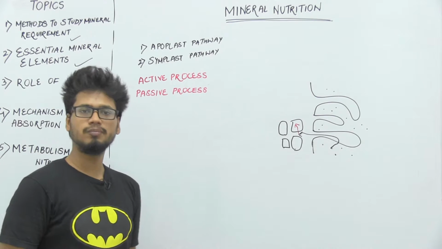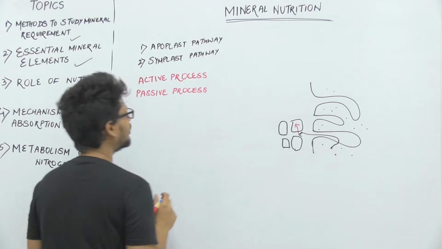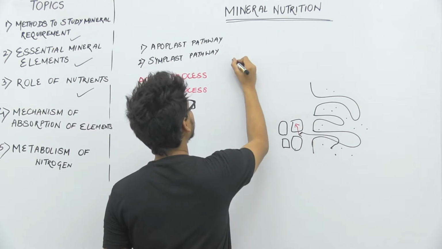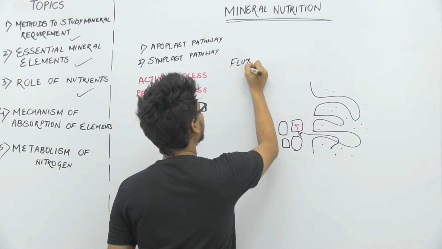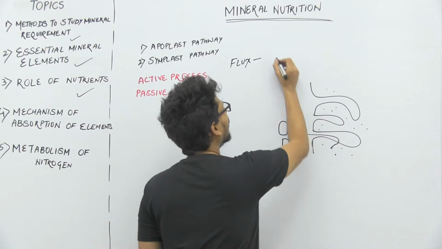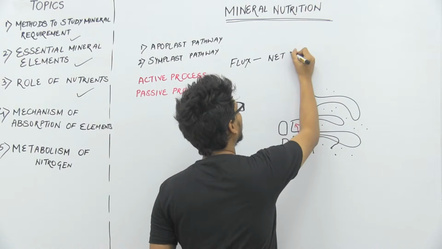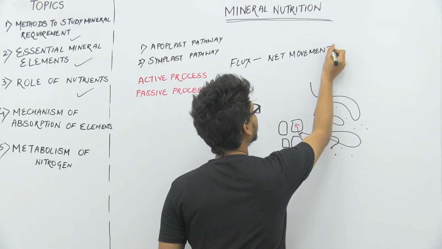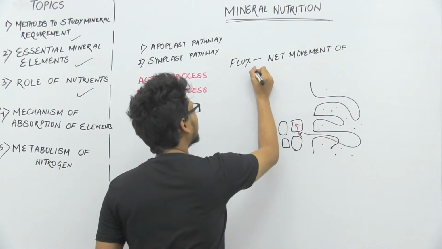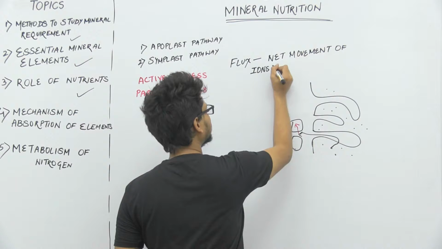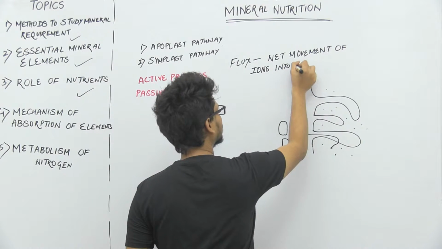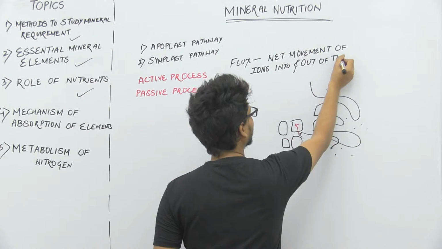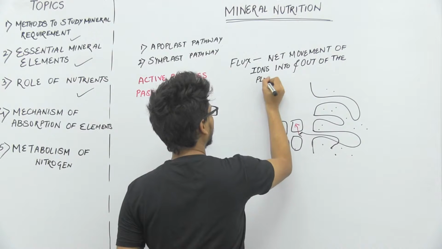Now the net movement of substances into and out of the cell is known as flux. So what is flux? I'll write it down somewhere. Okay, flux. Flux is the net movement of ions into and out of the plant or plant cell for that matter.